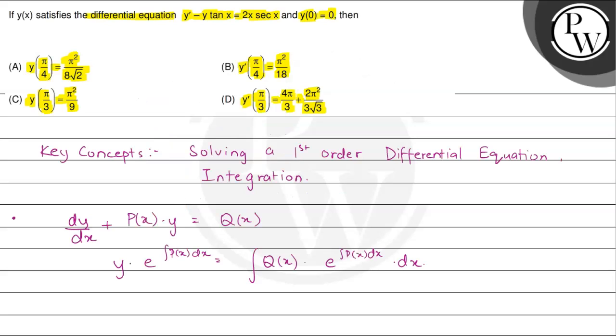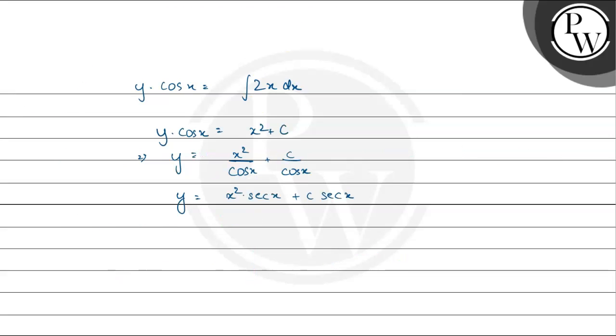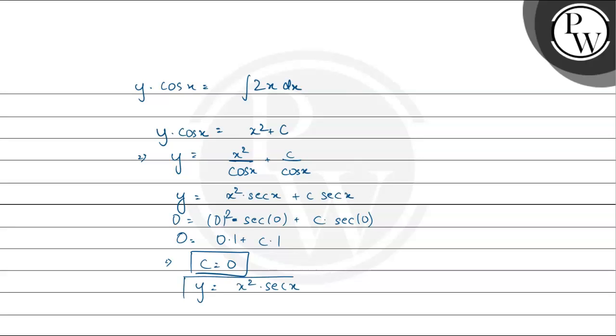And in itself, we were given that y of 0 is 0. So for x equal to 0, the sec of x would be 1. So this equation will become 0 is equal to 0 square times sec of 0 plus c times sec of 0. Sec 0 is 1, so this is basically 0 into 1 plus c into 1 is 0. Hence, it implies that c is basically 0. Hence, our final equation would be y is equal to x square times sec of x. Alright, this is the solution of our differential equation.